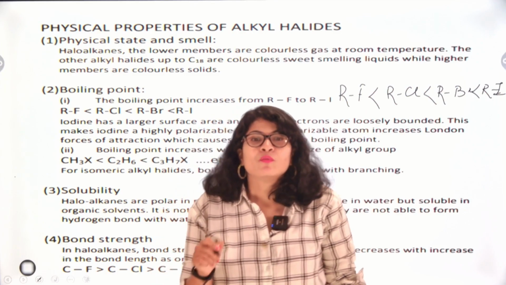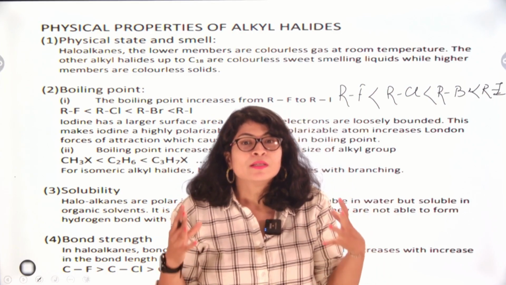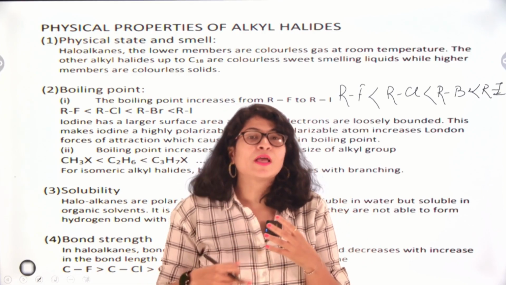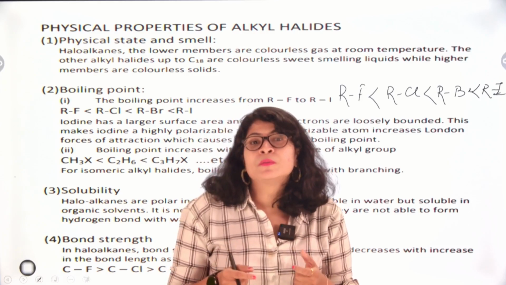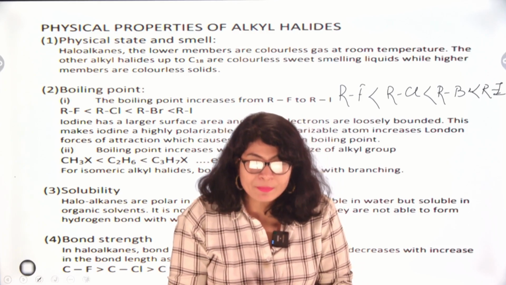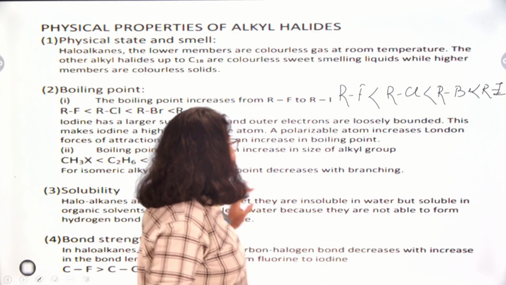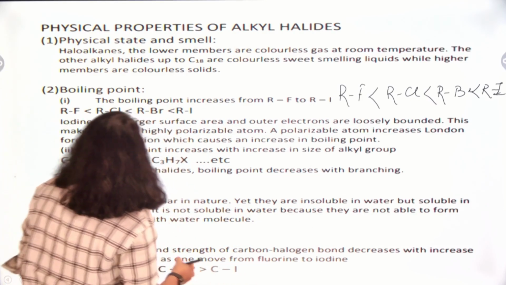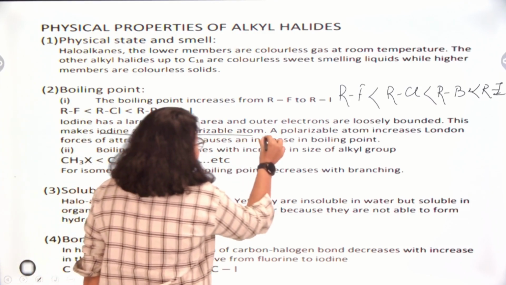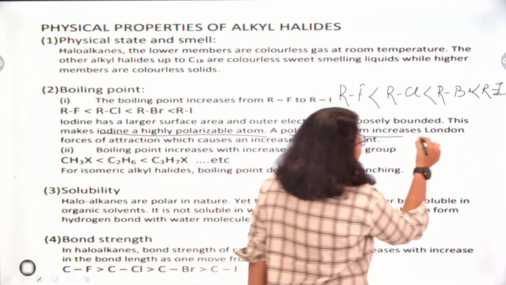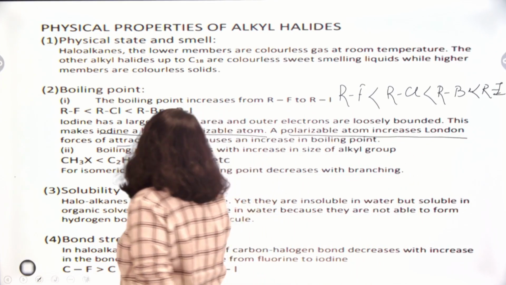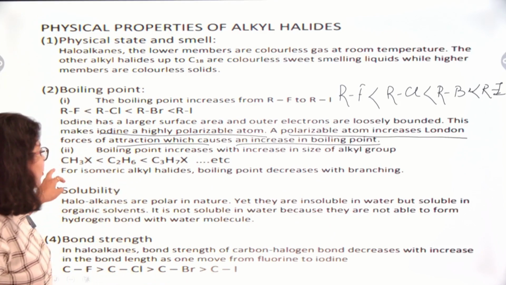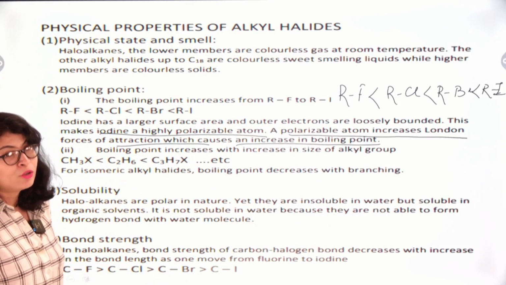When the size of the halogen increases, that increases the surface area of the compound, as a result of which the van der Waals interaction, or the London forces between them, increases. As a result, the boiling point increases. Iodine has a larger surface area and its outer electrons are loosely bound. This makes iodine a highly polarizable atom, and a polarizable atom increases London force of attraction, which causes an increase in the boiling point.